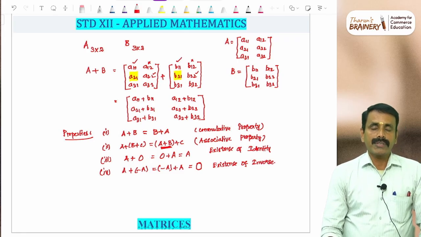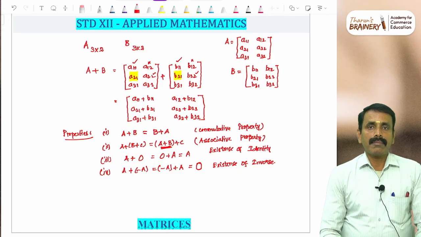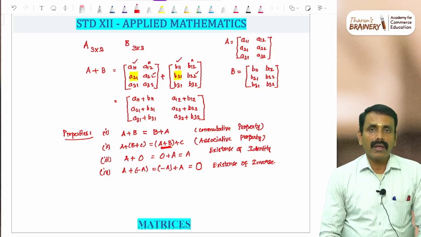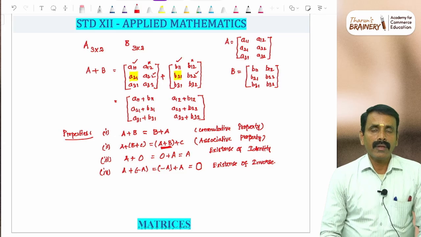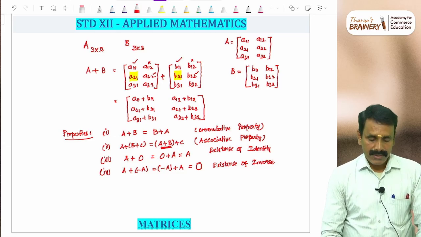Existence of inverse. Okay. So, two matrices can be added only when they have the same order. Then how to add? The corresponding elements will be added, and these are a few properties.